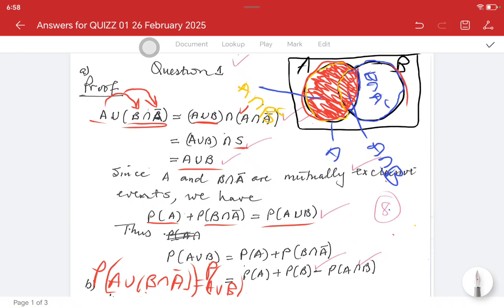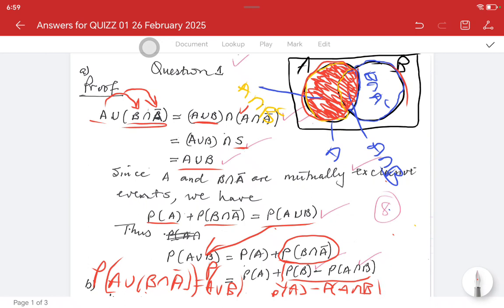Then you see what they did? They just wrote this like this, with the formula. Then what you need here is the probability of B minus the probability of A and B. And you know that the probability of B and A complement can be written as the probability of B minus the probability of A and B. We agree there, right?